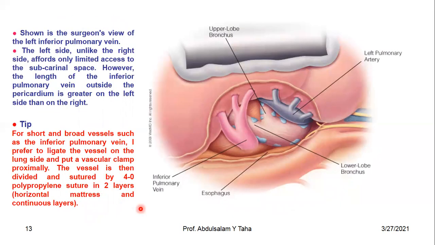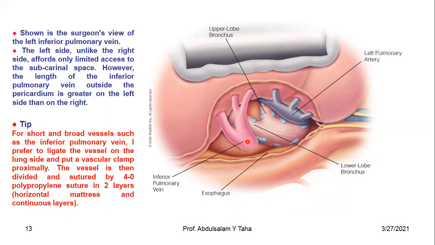Now this is the posterior aspect of the left hilum. The left lung is retracted anteriorly, and this is the left pulmonary artery. This is the left main stem bronchus, dividing into the left upper lobe and left lower lobe bronchi, and this is the left inferior pulmonary vein.